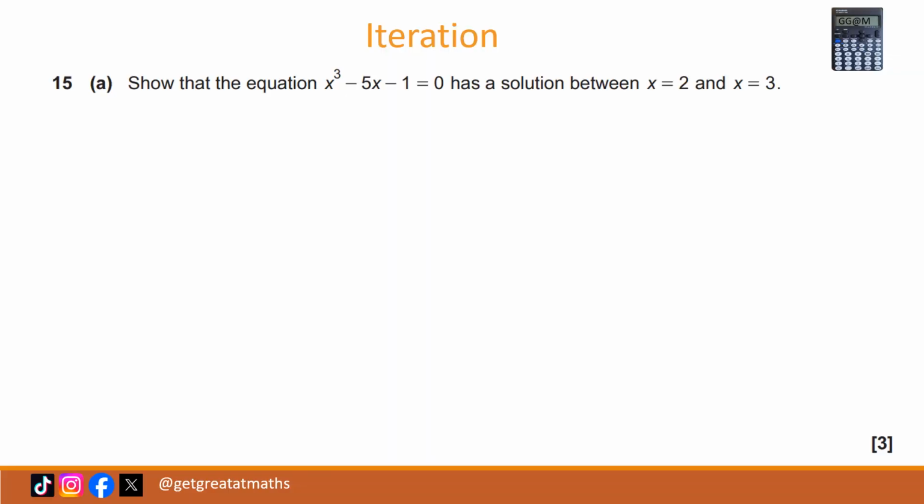This is a key question linked to iteration, and in this question there is no mention of the word iteration anywhere. You're expected to know that this is a question linked to iteration just from the keywords that are given in the question. So our keywords are the word show, and you've been given an equation and you're told it's got a solution between two values, which are x is 2 and x is 3. As soon as you're told an equation and you're given some x values and you're told there's a solution in between, it means you've got an iteration type question. And this is worth 3 marks in your exam.